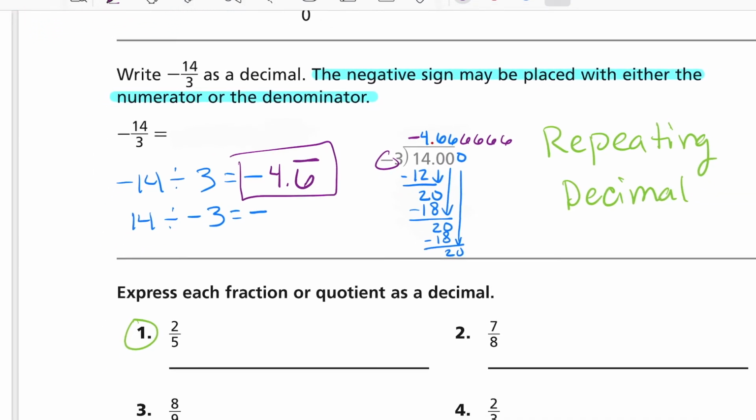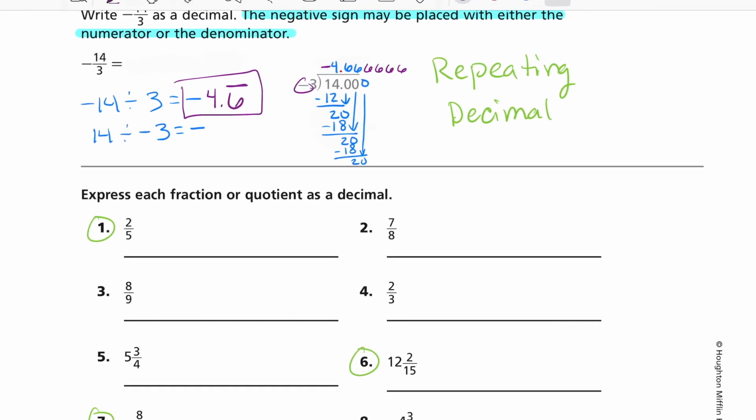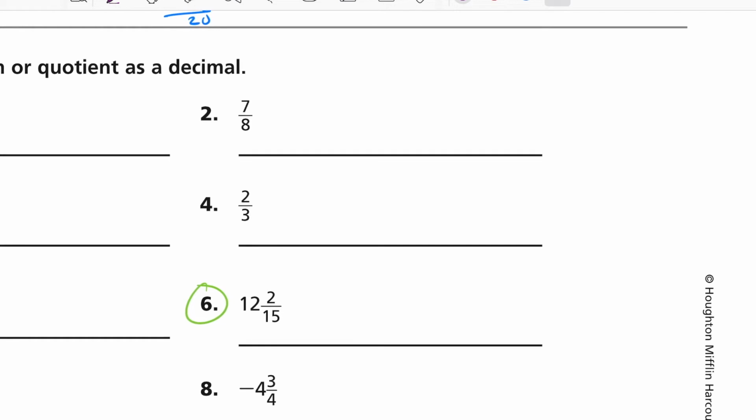I would like to try number 6 here, because that's going to give us another example of a repeating. So find a good amount of space. I'm going to go to another page, but have your scratch paper out and write this out on another piece of paper.